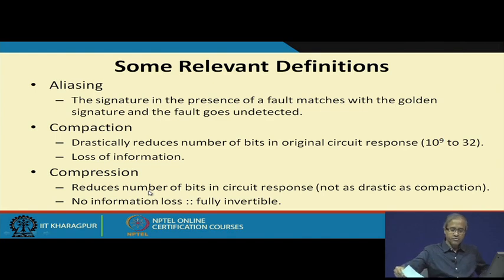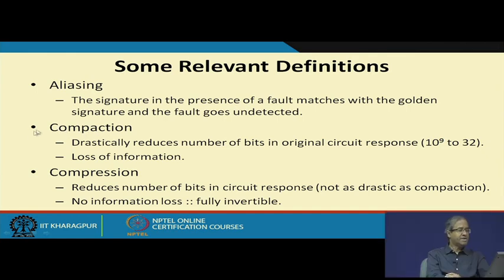So, we first look at some relevant definitions. This aliasing is something we are just now talking about. Aliasing is the phenomenon where the signature in the presence of a fault matches the golden signature, and therefore the fault goes undetected. I have a circuit, I apply those 1 billion patterns, I get the 64-bit signature, and I compare it with my good signature. I say that there is a match, but it may so happen that there was some fault in the circuit, but somehow the final signature remained the same, because it is a many to one mapping.